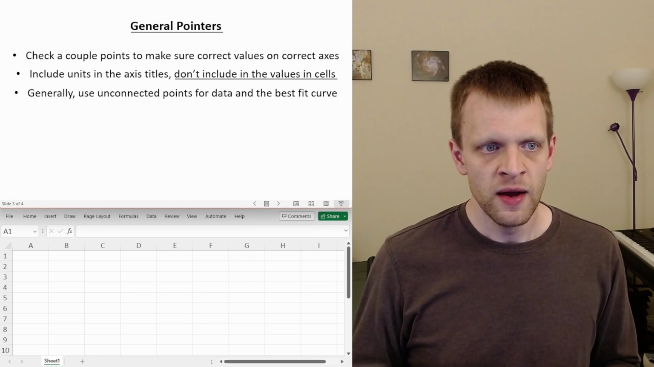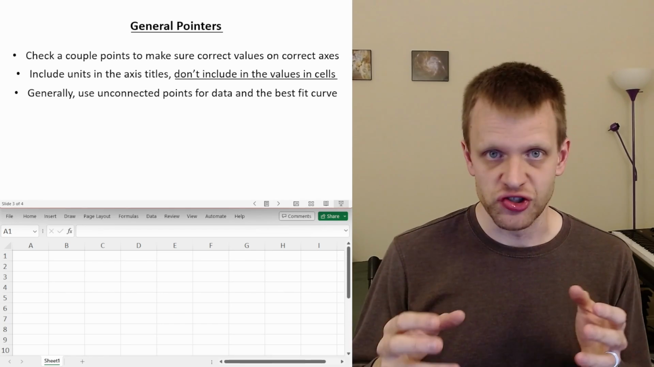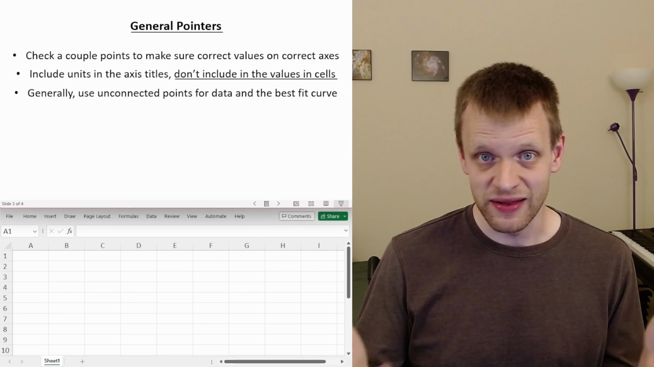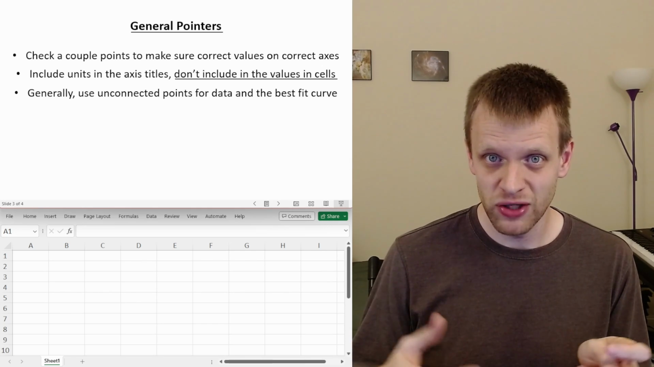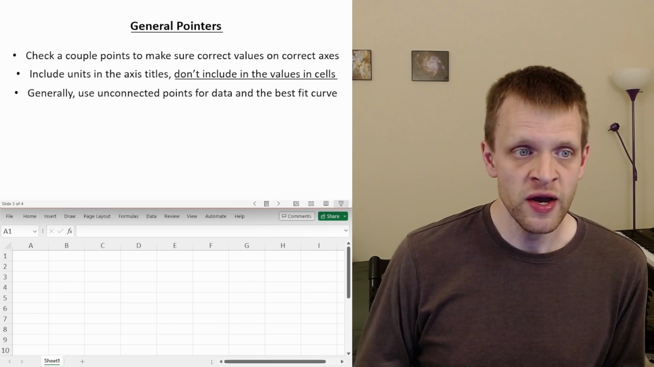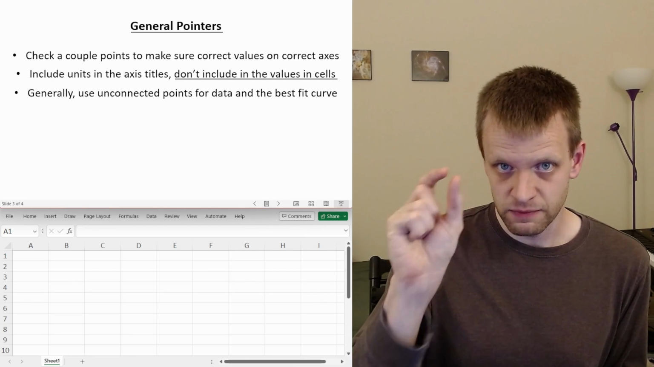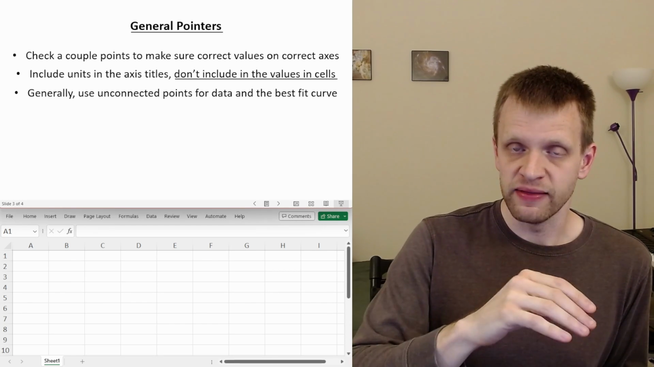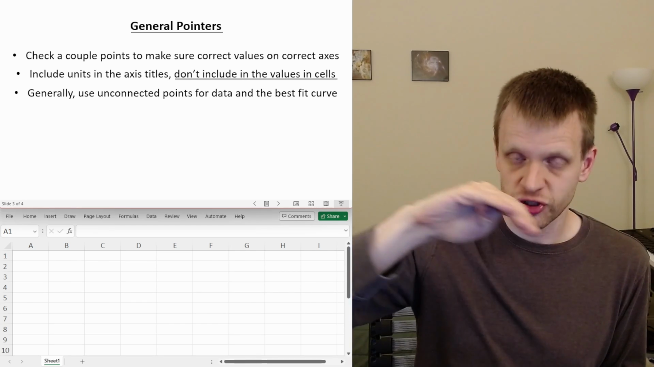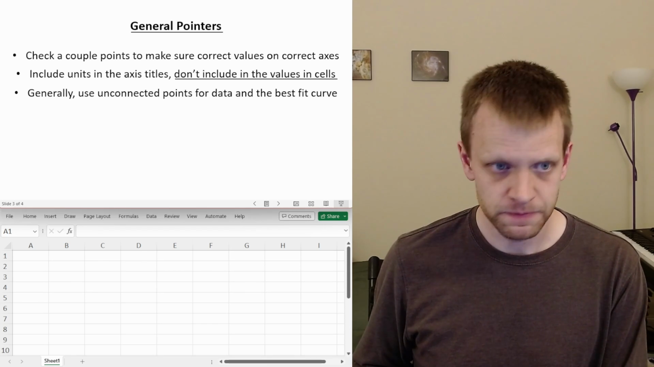Okay. When you're displaying the data, and part of this is just personal preference, things I think look a little bit neater, but these are pretty common conventions to use. Generally use unconnected points for the data, so just have dots for each data point, and then the best curve, that's going to show the overall trend line that fits the data as accurately as possible.